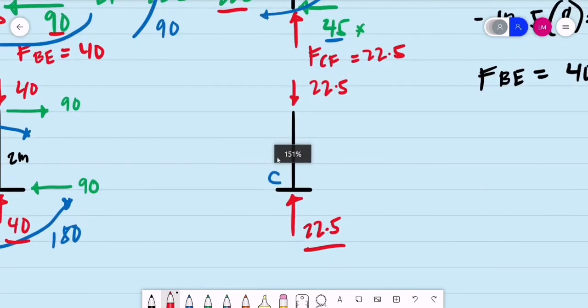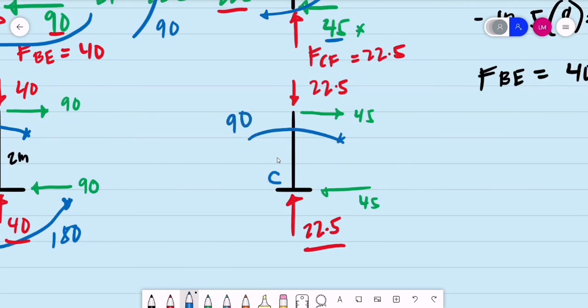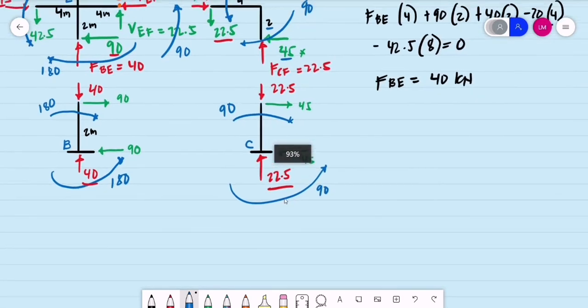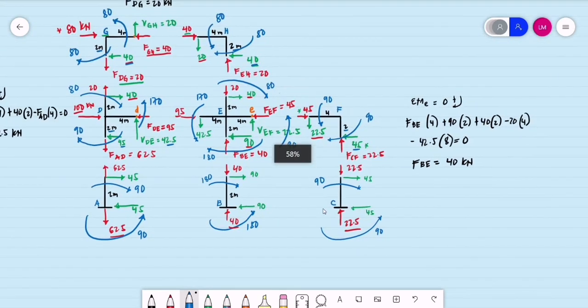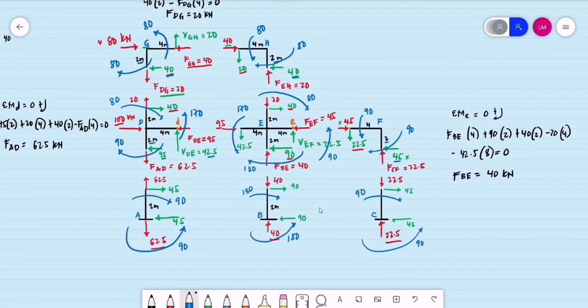Then for the shear, this is 45 kilonewtons to the right. So the base shear at C is 45 kilonewtons to the left. Then the moment, 45 times 2 is 90 kilonewton meter. So the moment reaction at C, at the base, should be equal to 90 kilonewton meter counterclockwise. So this is the complete analysis of the frame using the Portal method.